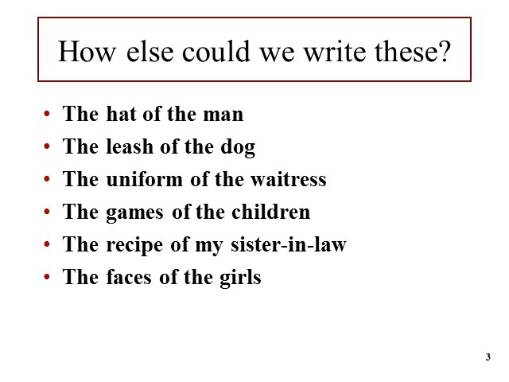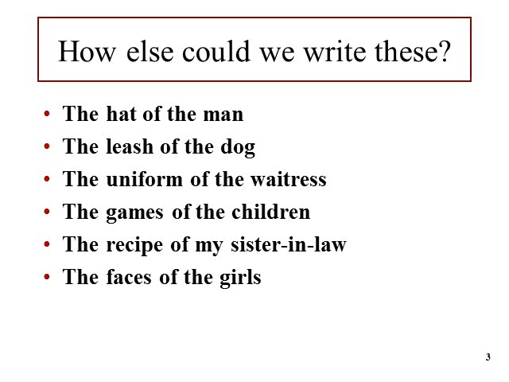Here we go. Possessives simply mean it's usually one noun owning another noun. So in the case of the hat of the man, we could say the man's hat; the leash of the dog, the dog's leash; the uniform of the waitress, the waitress's uniform, that's W-A-I-T-R-E-S-S apostrophe S. The games of the children, the children's games. The recipe of my sister-in-law, my sister-in-law's recipe. And the faces of the girls would be the girls', G-I-R-L-S apostrophe, faces. Hopefully all that made sense.